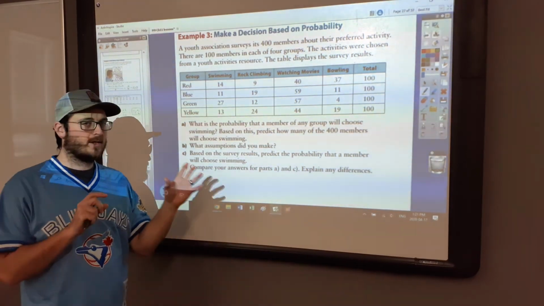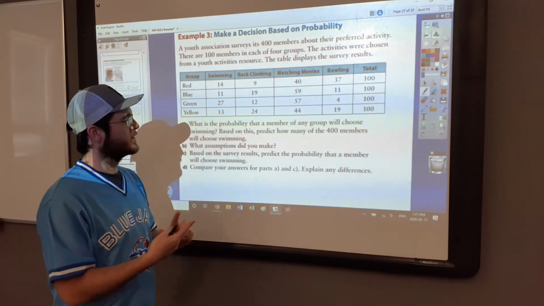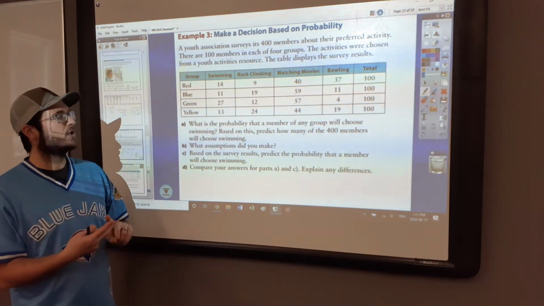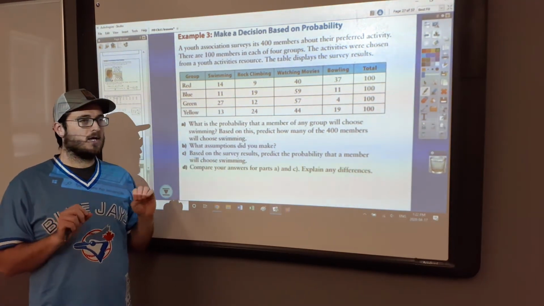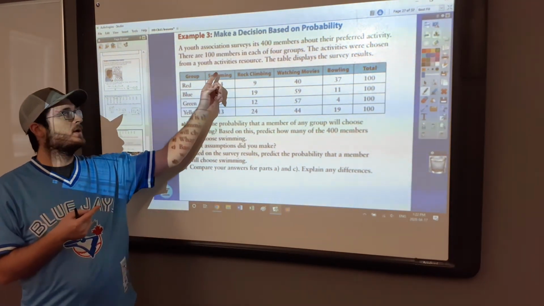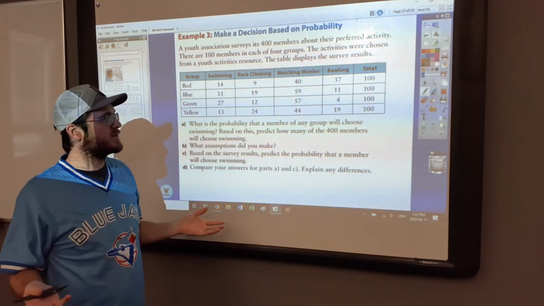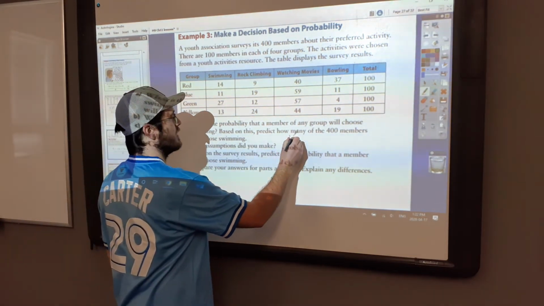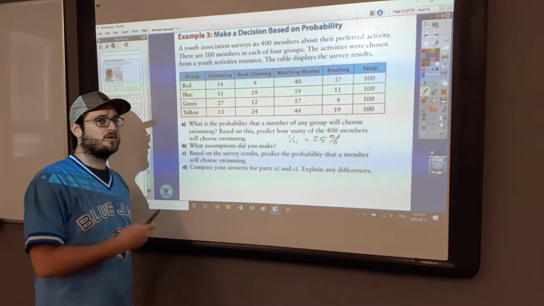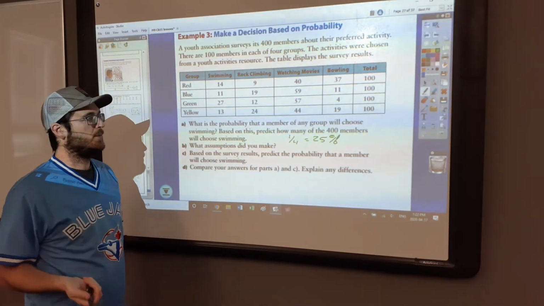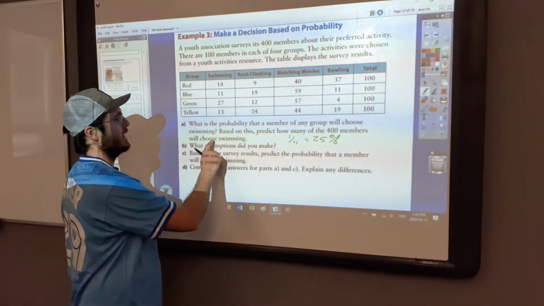Now, this is getting us to look at the difference between theoretical probability and experimental probability, though it doesn't use the words in this question. If I just think about the theoretical probability, well, there are 4 different options. So presumably, if there's no other reason to believe otherwise, we would just say 1 out of 4. It's a 25% chance they would pick anything. There's no reason to believe one would be more interesting or better than another. So the theoretical probability would be 25%.